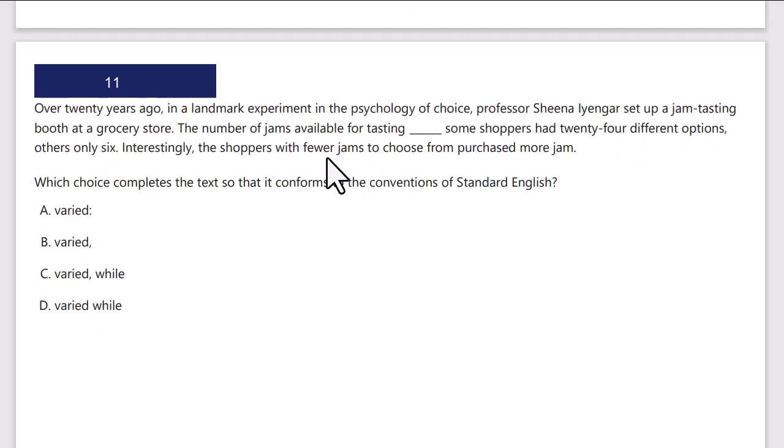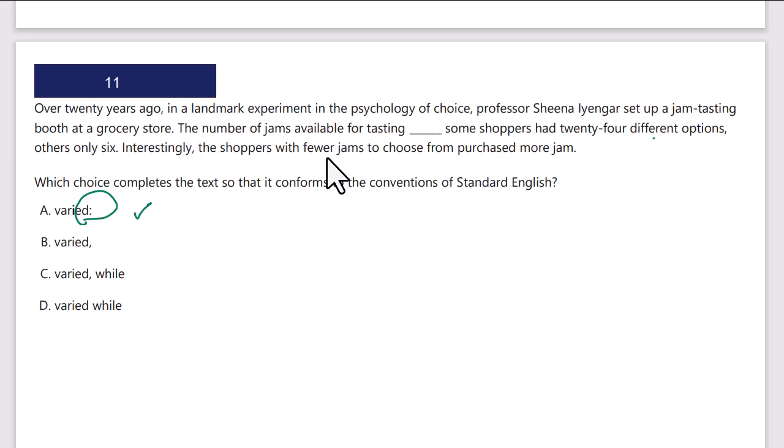Over 20 years ago, in a landmark experiment in the psychology of choice, Professor Sheena Langer set up a jam tasting booth at a grocery store. The number of jams available for tasting varied. Okay, they varied while some shoppers had 24 different options, others only 6, or they varied, colon, and we get a list of how it varied. Some shoppers had 24 different options, others only 6. I think this is going to be the right answer.